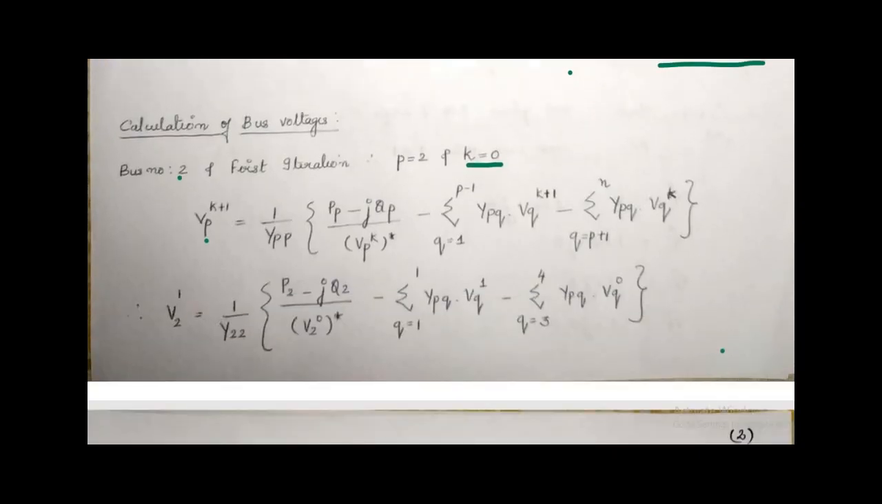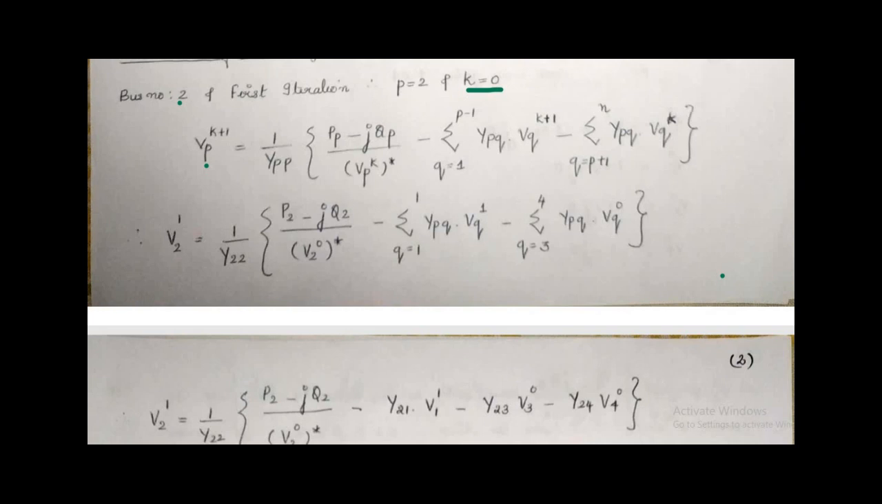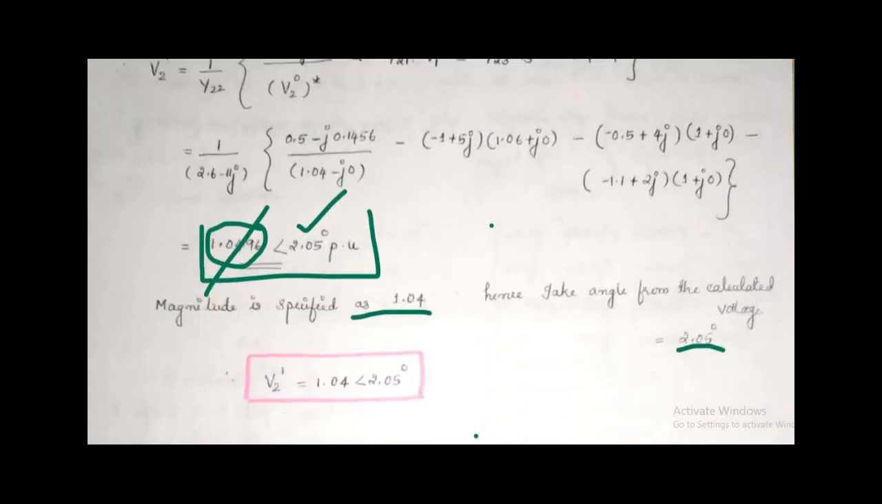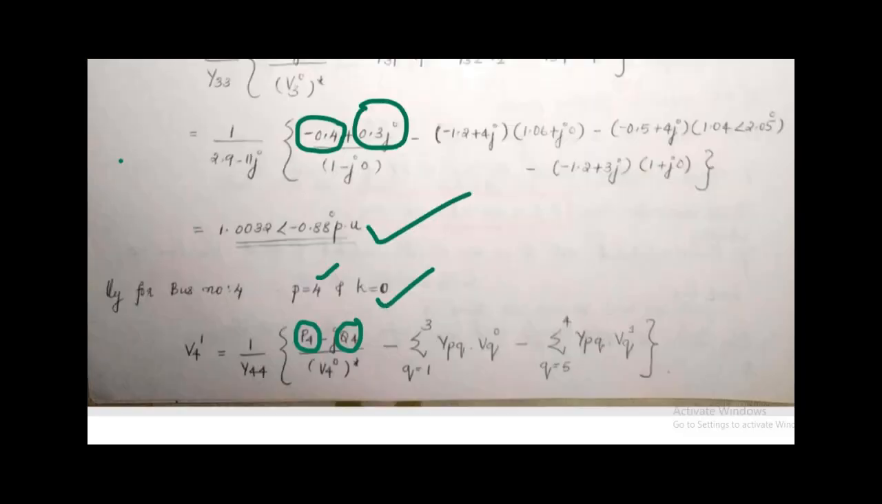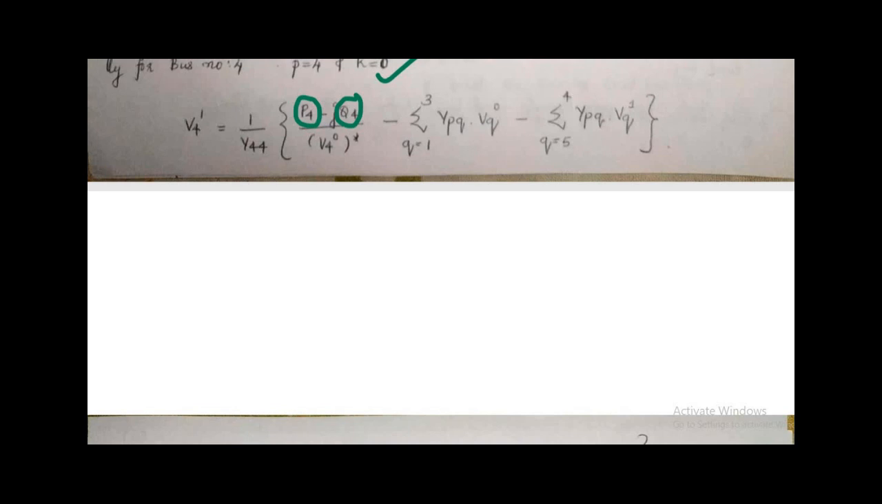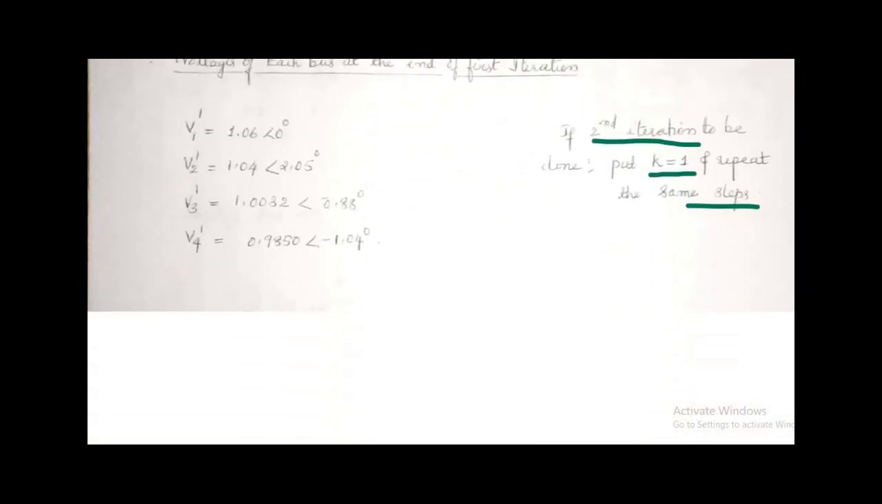Then likewise we will be calculating the bus voltages by using our equation Vp is equal to 1 by Ypp, this equation, and by substituting sufficient values for P and sufficient values for K, you will be calculating the voltages of each bus after first iteration. So this was the case that we did. I hope this particular question is clear to you.